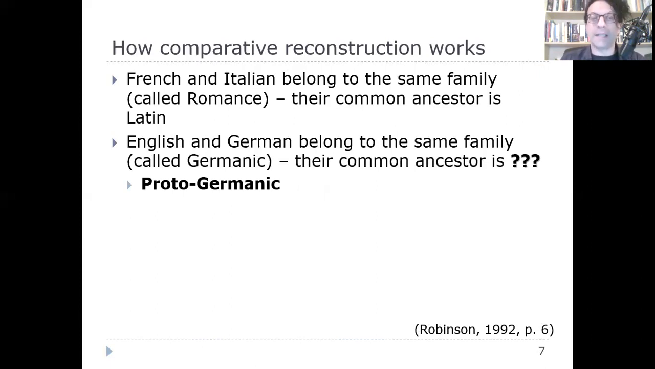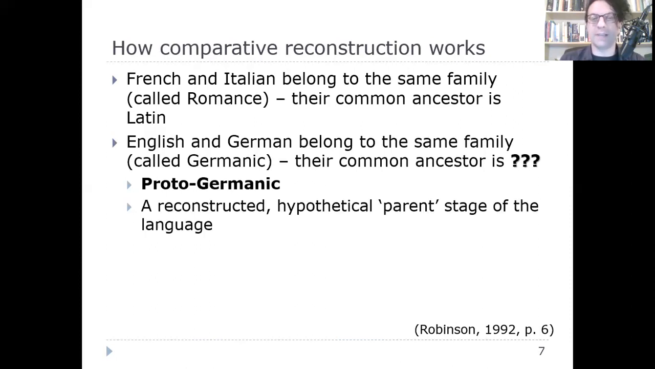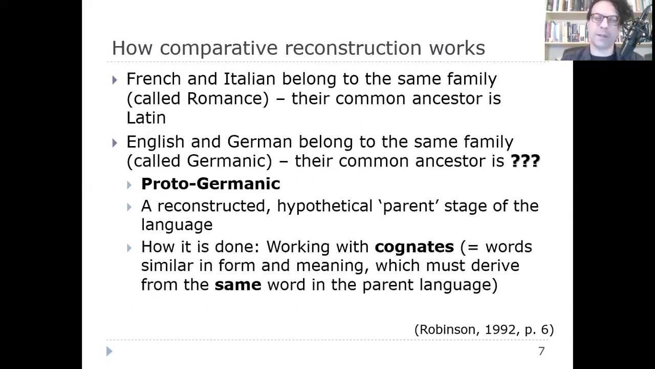So you can learn Latin in school if you want to. You can't learn Proto-Germanic in schools, even though we have some knowledge about Proto-Germanic, but this knowledge is rather indirect. It comes from having reconstructed this previous stage of the language. So Proto-Germanic is a hypothetical parent stage of all of the Germanic languages. But how is this done? It's done by working with cognates. Cognates are words that are similar in form and probably also similar in meaning, so that they must derive from the same word in the parent language.